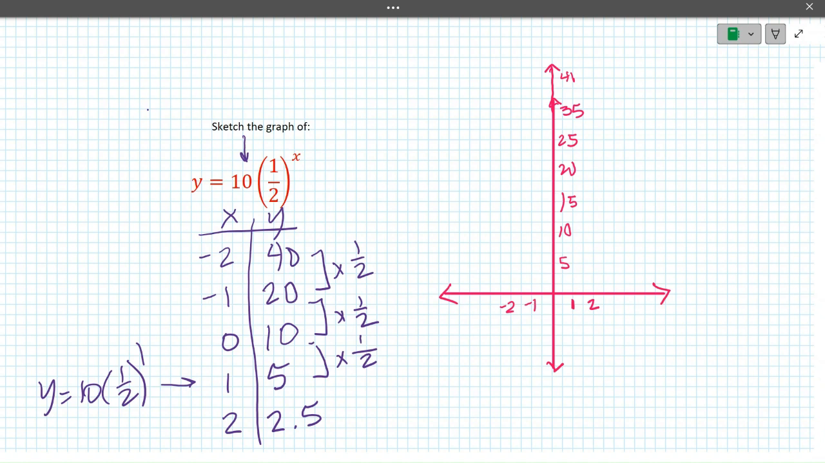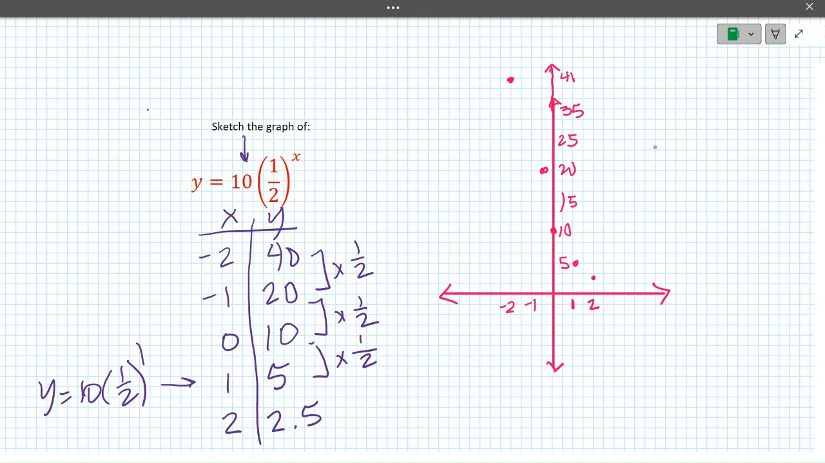Okay, so let's go ahead at -2. I'm clear up at +40. There we go. At -1, I'm at 20. At 0, I'm at 10. At 1, I'm at 5. And at 2, I'm at, well, this is going to be interesting, 2.5 right there.